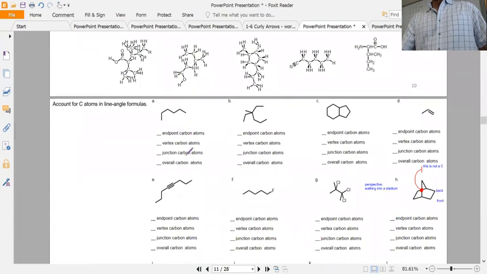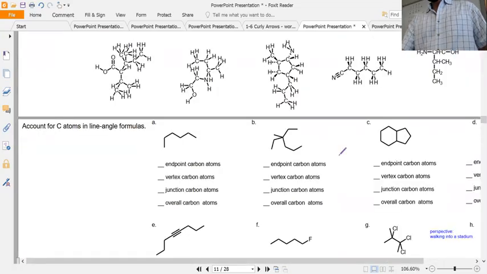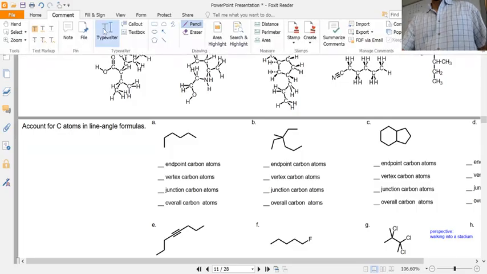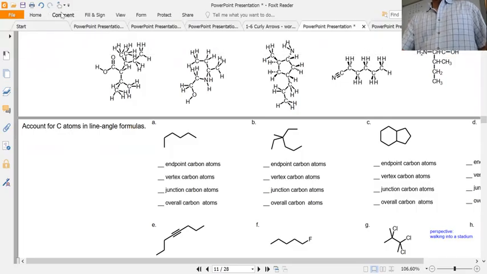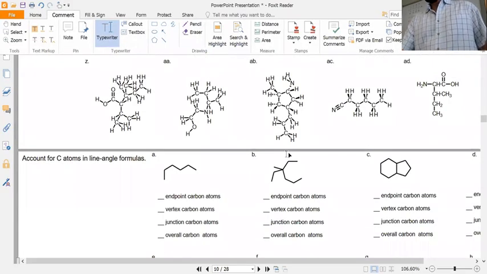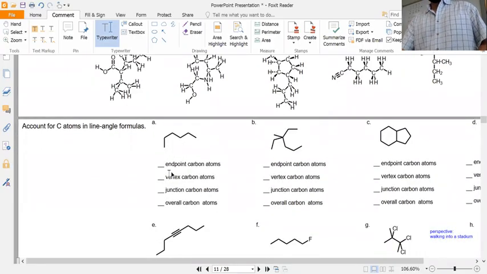Okay, so remember the types of carbon atoms are endpoints, vertexes, and junctions. We don't see a lot of junction carbons, do we? Nope, they're just for triple bonds. Let's see if we can wipe out a few of these all at once. So I guess it's on page 11, if I had to say. Yeah, 11. It's kind of overwritten by the worksheet itself, but page 11.